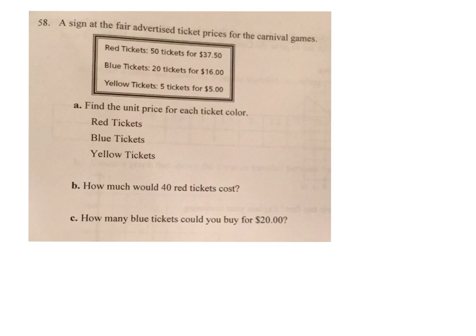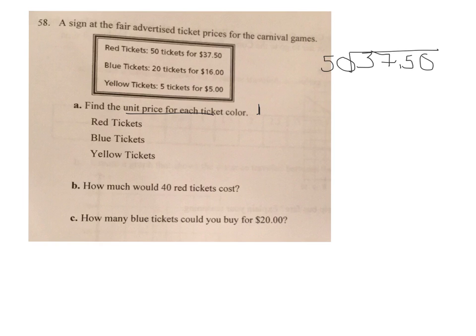Okay, now we are on number 58. It says a sign at the fair advertised ticket prices for the carnival games. Find the unit rate price for each. Remember we talked to you about unit rate means for one. So if I buy 50 tickets for $37.50, we will need to find what the value of one would be. So we're going to divide this by 50.